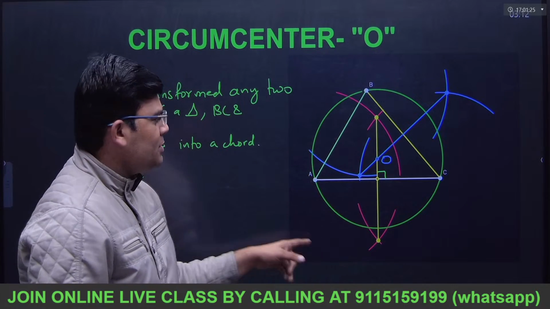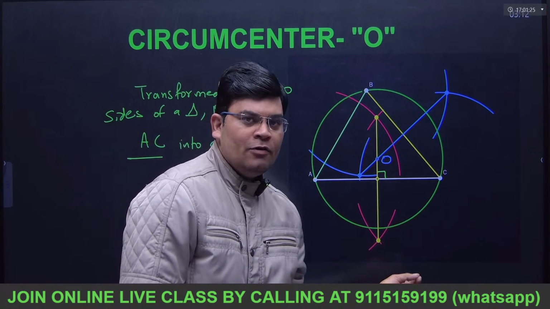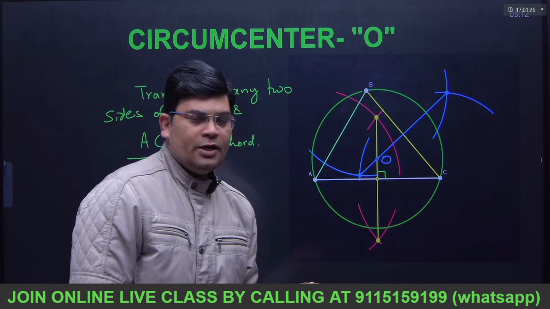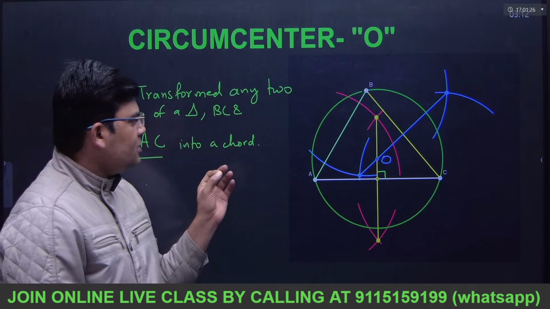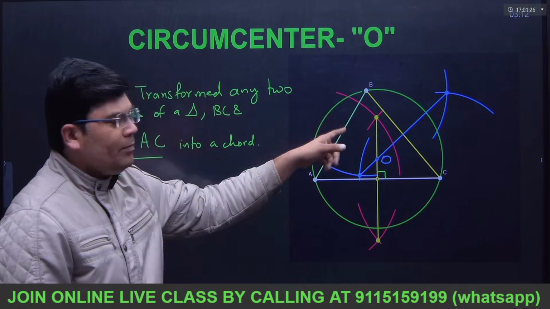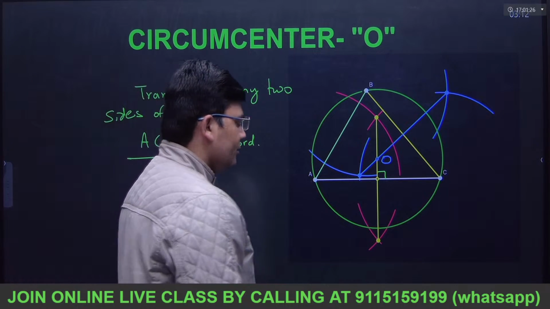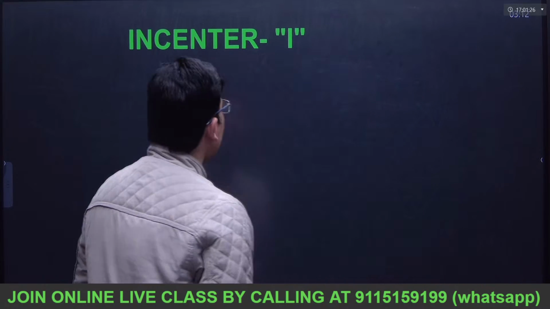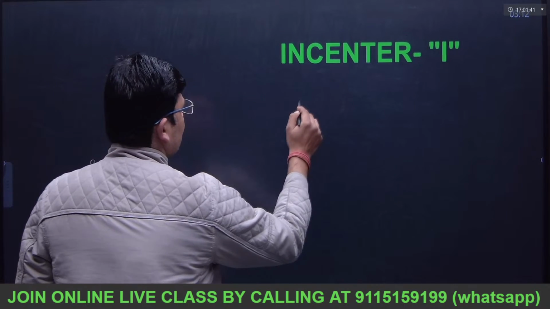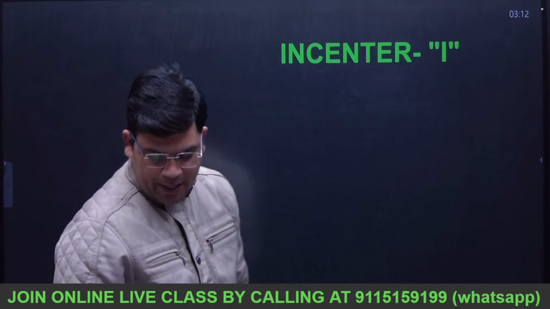So likewise I drew this circle which is known as a circumcenter. Circumcenter means it is the center of the circle which circumscribes a triangle. Then we must understand what is an incenter. Now incenter is represented by I.